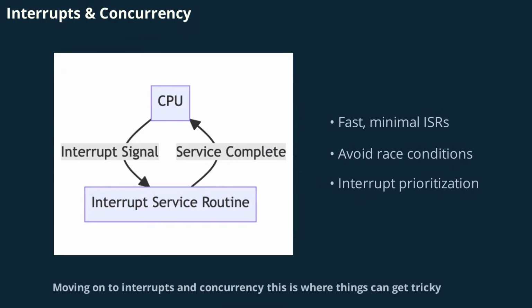Moving on to interrupts and concurrency, this is where things can get tricky. Interrupt service routines, or ISRs, are special functions that run in response to hardware events. If not managed properly, they can disrupt your program's logic and lead to hard-to-find bugs. To master this area, focus on writing fast, minimal ISRs, preventing race conditions, and carefully prioritizing and nesting interrupts. These practices ensure your system remains responsive and reliable, even under heavy workloads.